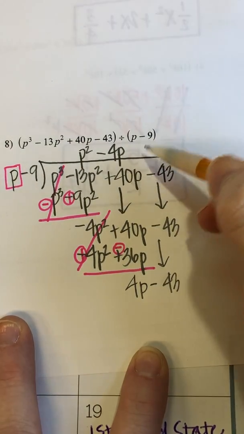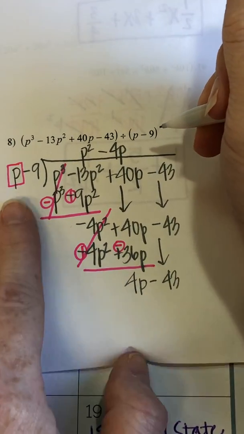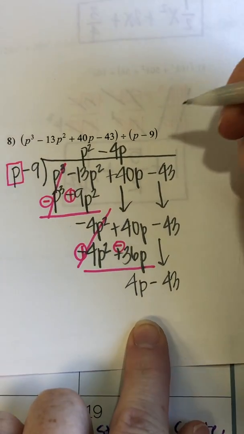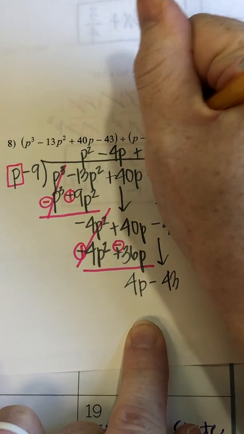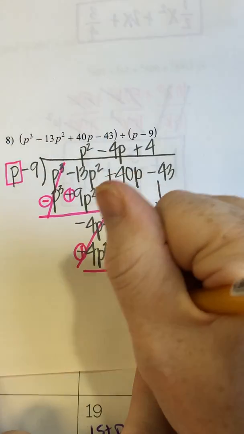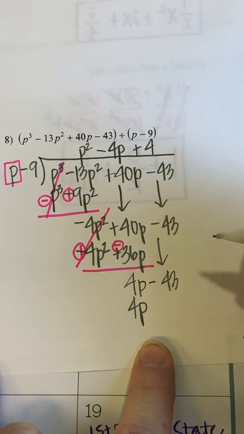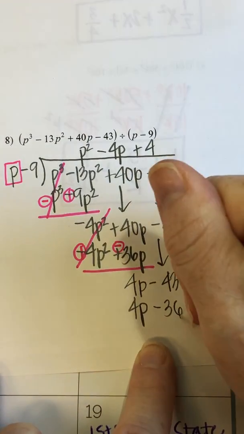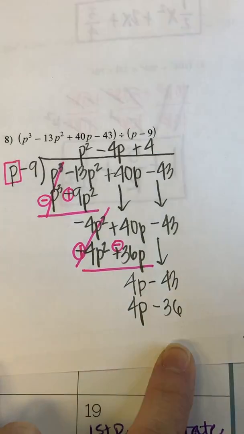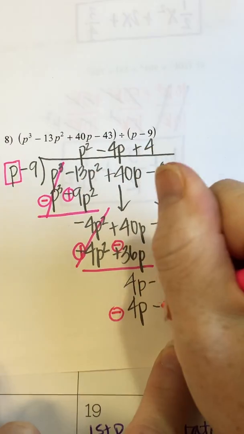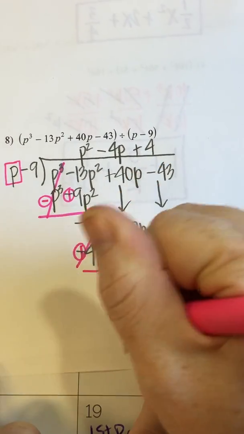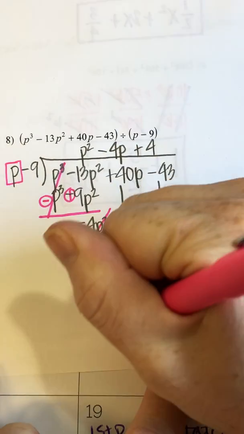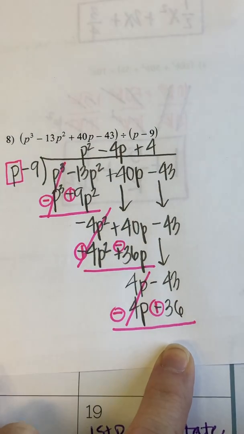What am I going to put up here next? What can I multiply by p to give me 4p? 4. 4 times p is 4p. And 4 times negative 9 is negative 36. Subtract. Change the subtraction to addition. That first part cancels out.